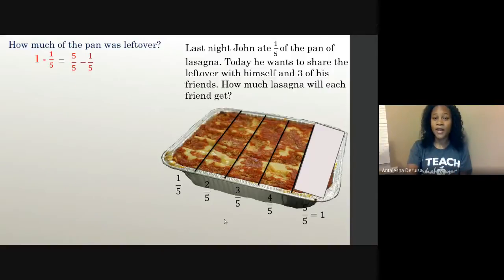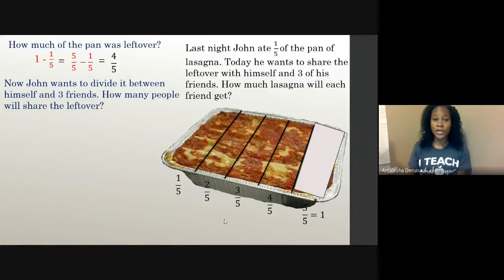And then we can take that 5/5 and subtract 1/5 from it. So our new expression will be 5/5 minus 1/5. And that will tell us how much of the pan is left over, which is going to be 4/5. So if we look here at the pan of lasagna, we have this little rectangle that's taken away 1/5 of the original pan. And we can see that we have 4/5 left over. So John is going to split the 4/5 evenly between himself and his friends.